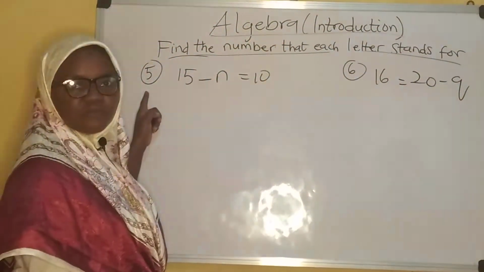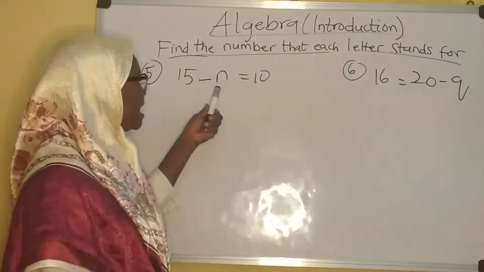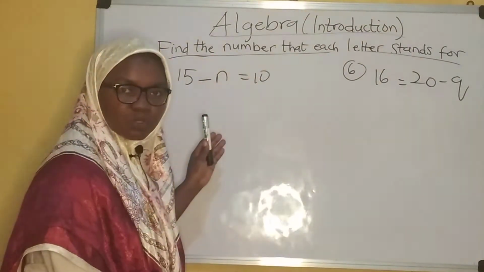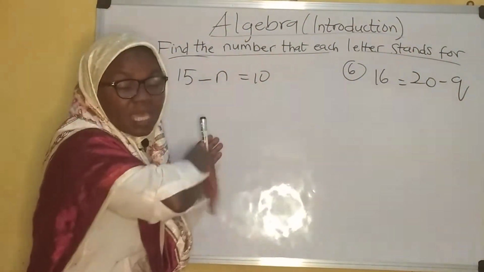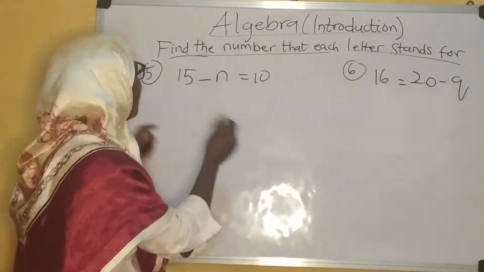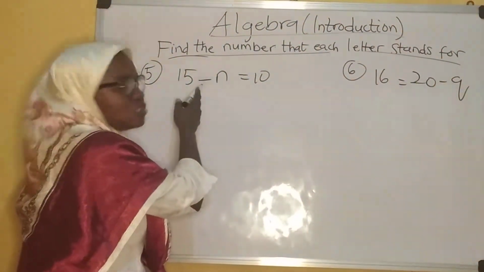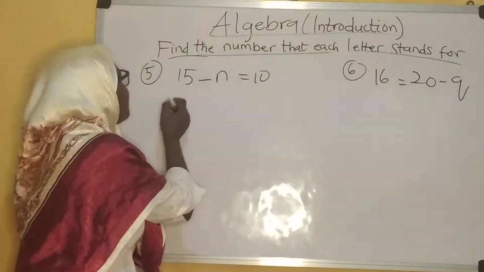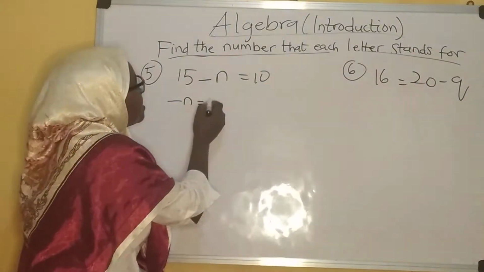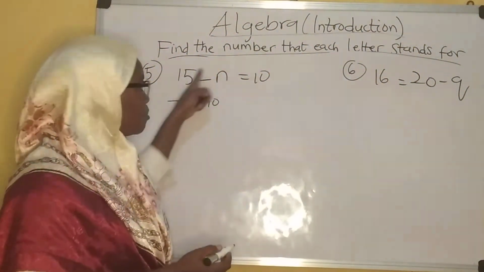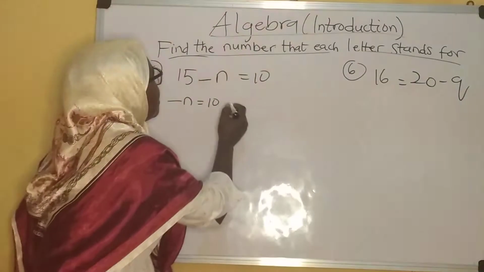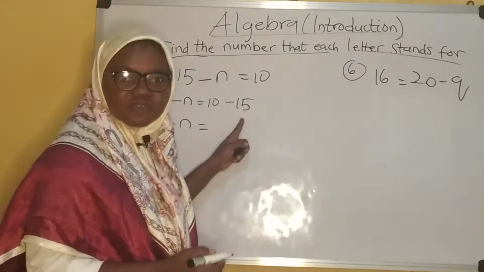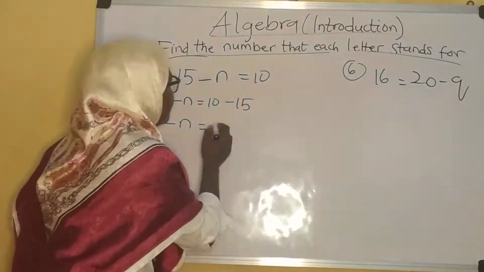All right, look at this example 5. I have 15 minus n equals 10. Like I used to say, you pick out the unknown value first and place it beside the equality sign while every other number moves over the equality sign. Now I have n here. This n is actually the owner of this operator, so I need to move this n alongside this negative operator. Does that make sense? So I have minus n equals this 10, and then this positive 15 moves there to become minus 15. So my minus n equals 10 minus 15, which is minus 5.